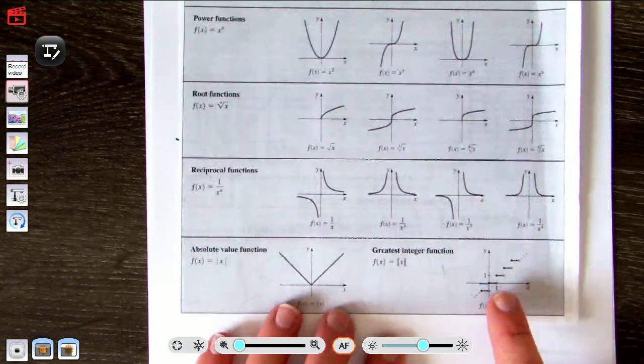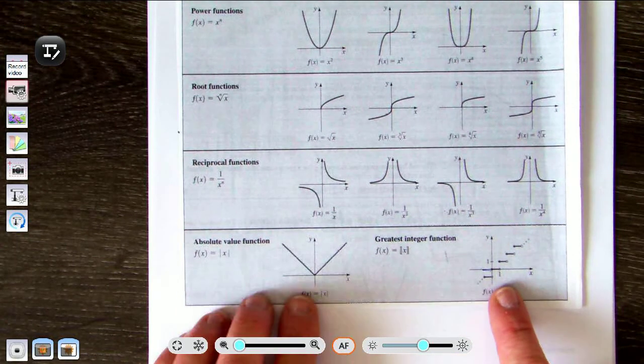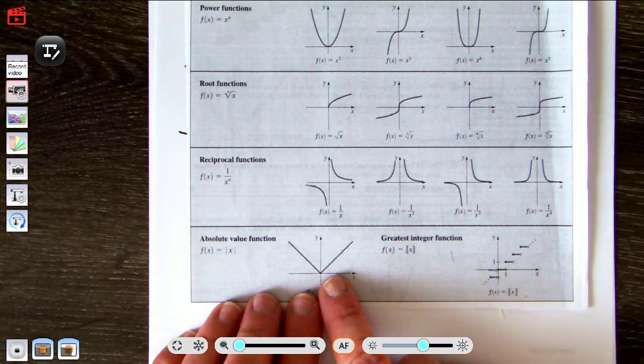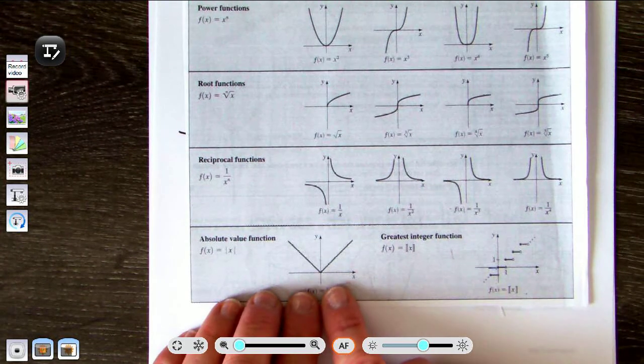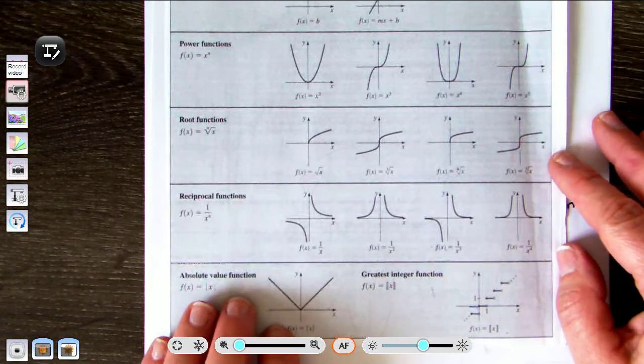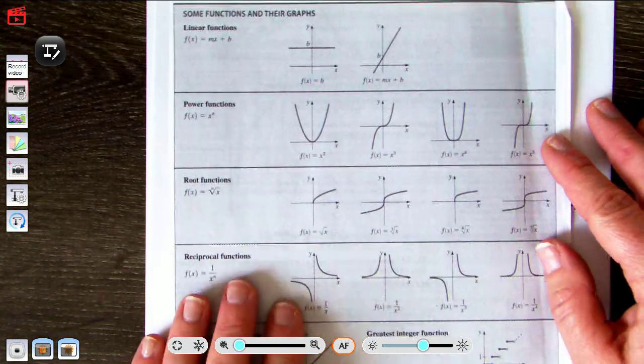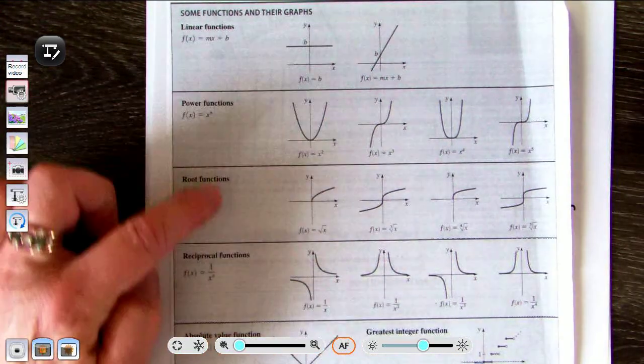I'm going to come back to this one in the next video, this greatest integer function. And this is your absolute value function that we've seen, the V. So here are some common functions that we're going to start working with as we get into later sections in this chapter. But I want you to be aware of what they look like.